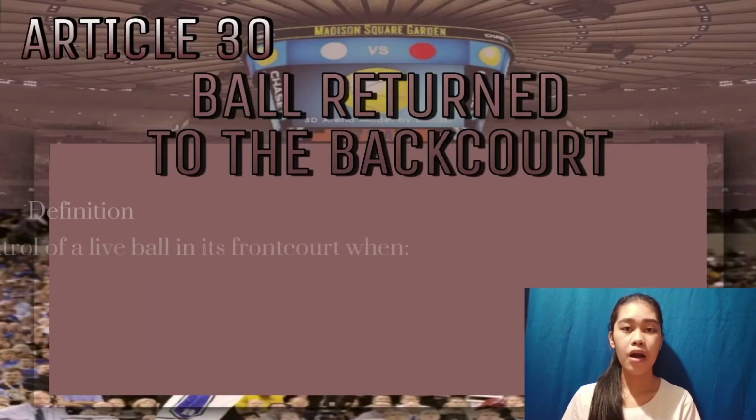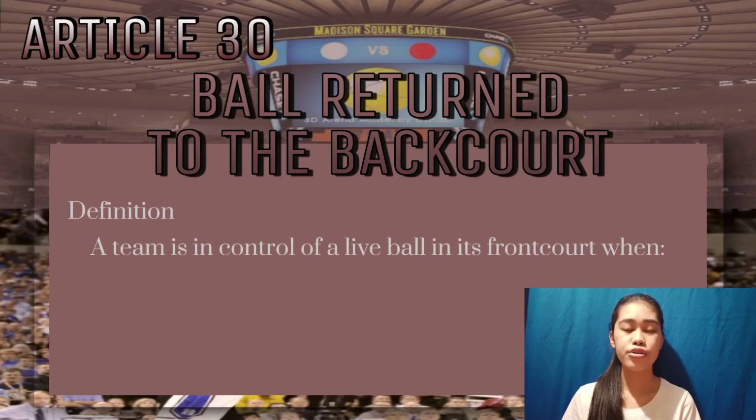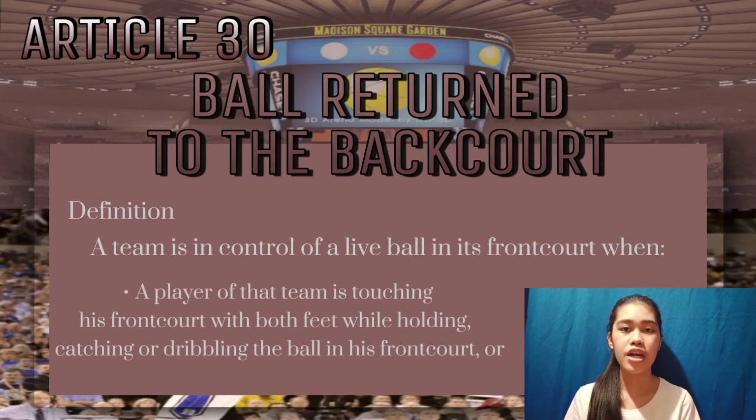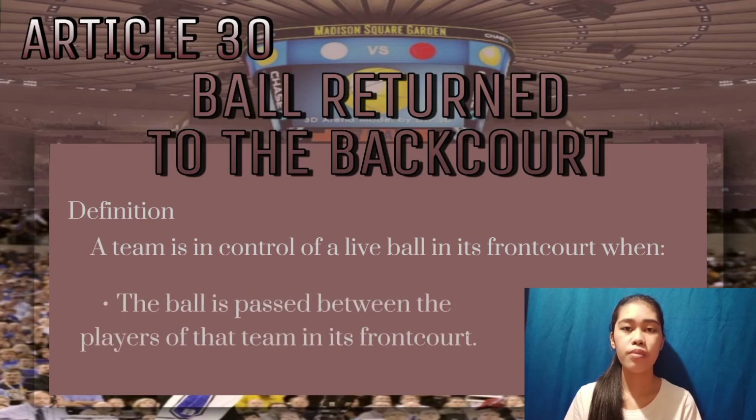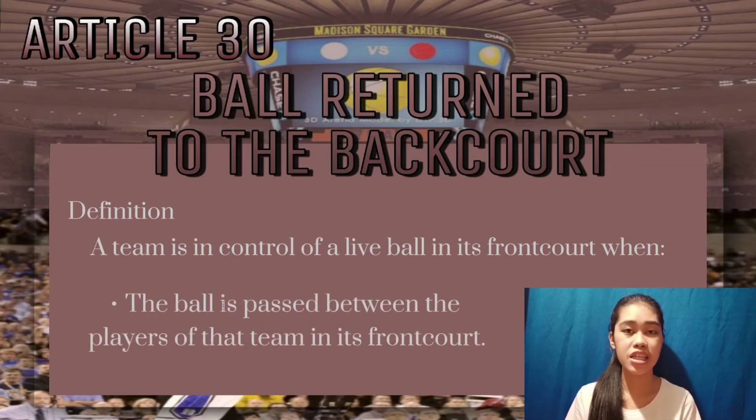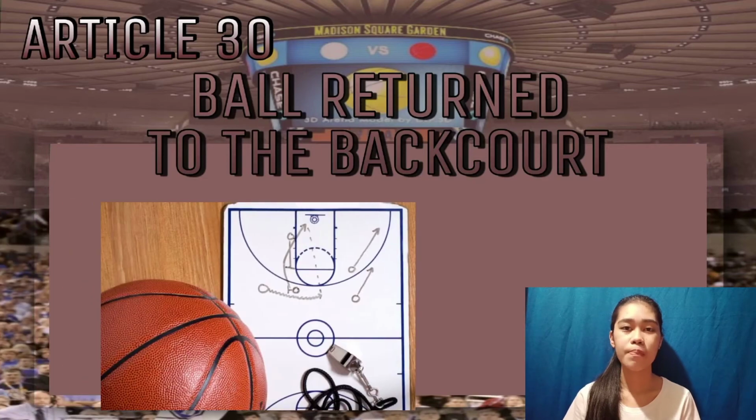May dalawang pagpapakahulugan or scenario yung ball return to the backcourt kapag ang isang player ng isang team ay natouch niya yung mismong front court with their both feet habang hinahawakan or dinidribble niya yung bola sa front court. O kaya naman yung bola is pinasa sa player ng isang team na nasa front court. So basically, yung ball return to the backcourt kung saan yung isang player ay hindi niya na pwede i-dribble yung bola from the backcourt to the front court and then babalik siya ulit sa backcourt. So there is a over and back violation.